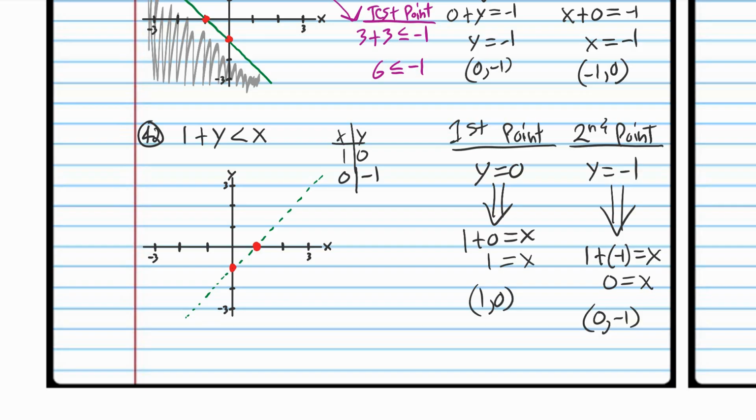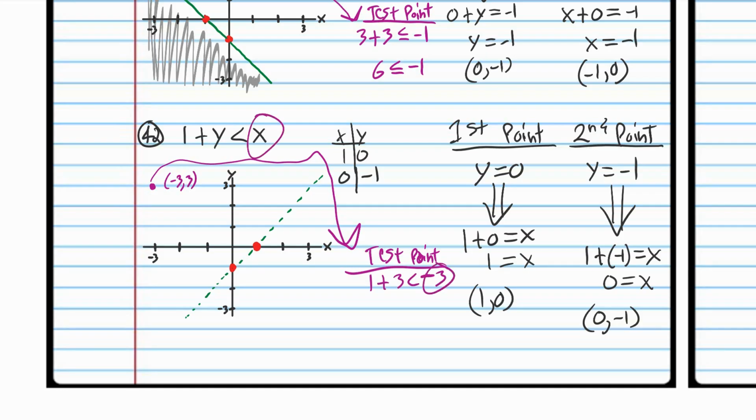All right, so now we have to do a test point. I'm going to test, and make sure your point is far from the line. You don't want to accidentally plug in a point on the other side or on the line. So that point is -3, 3. So I'm going to do a test over here. I'm going to plug in negative 3, 3. 1 plus 3 is less than negative 3. So I plugged in the x value here and the y value here.